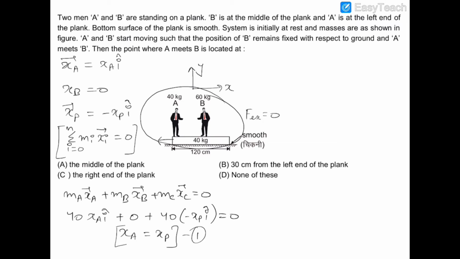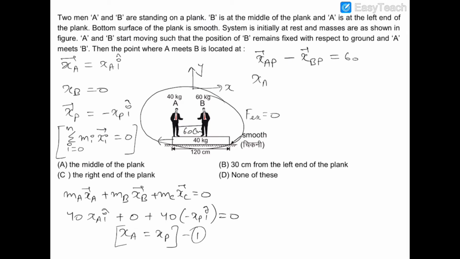Now it is also given that A and B will eventually meet. So the distance between A and B will be traveled by both of them, and this distance is 60 centimeters. So the displacement of A with respect to plank minus the displacement of B with respect to plank, this is the relative equation, is equal to 60, because together they have covered this displacement of 60.